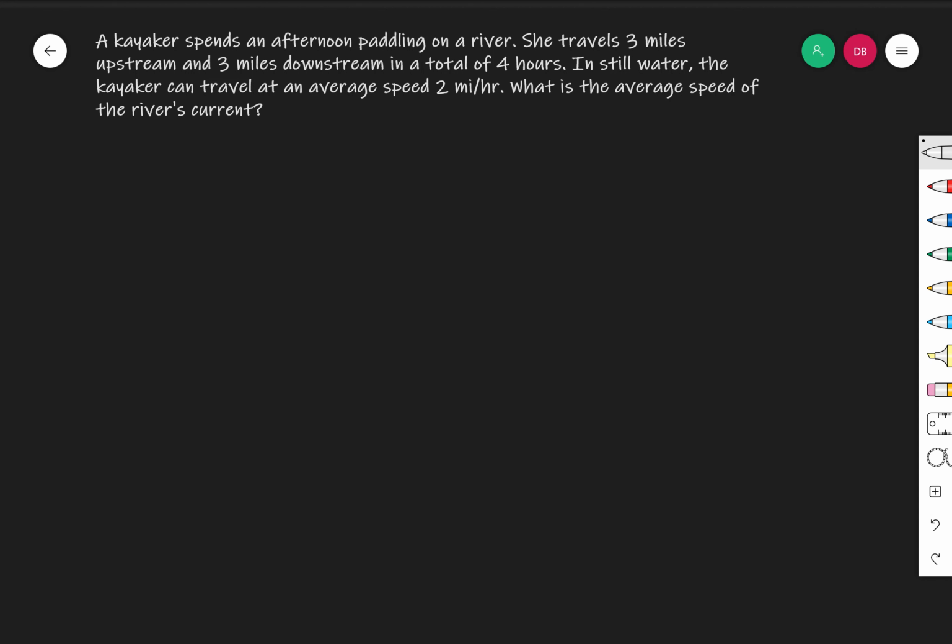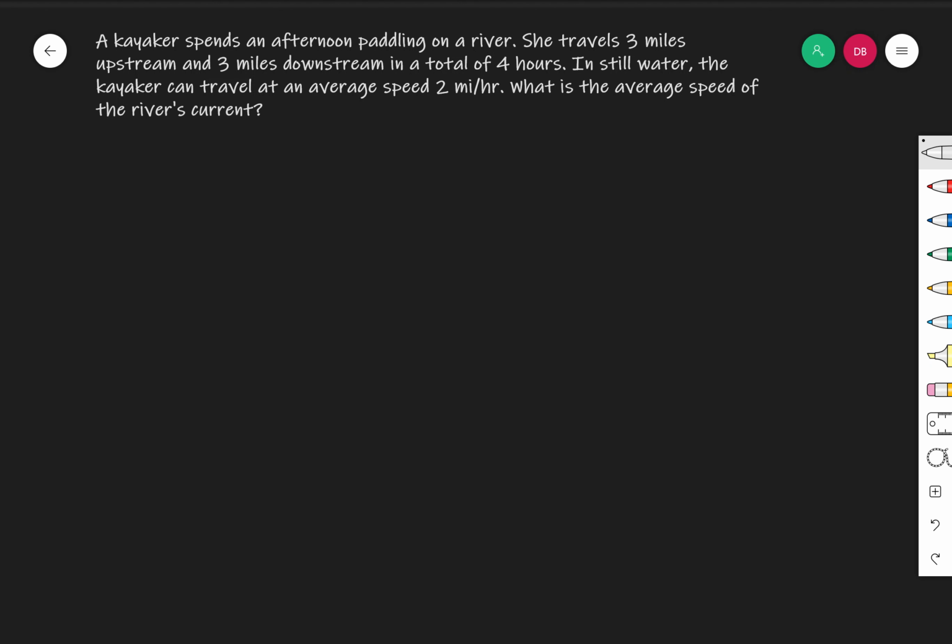A kayaker spends an afternoon paddling on a river. She travels 3 miles upstream and 3 miles downstream in a total of 4 hours. In still water, the kayaker can travel at an average speed of 2 miles per hour. And then the question is, what is the average speed of the river's current?